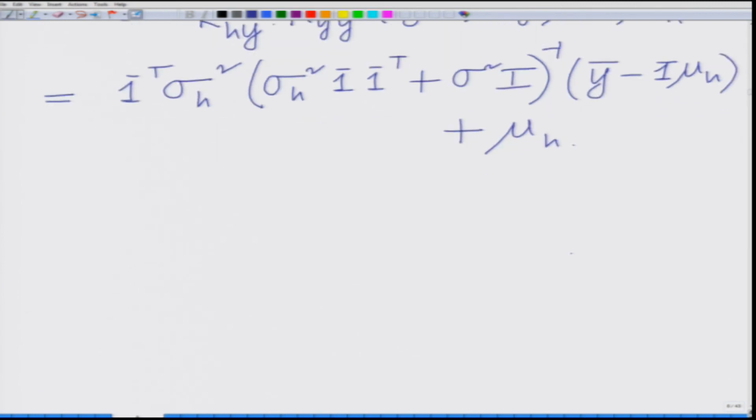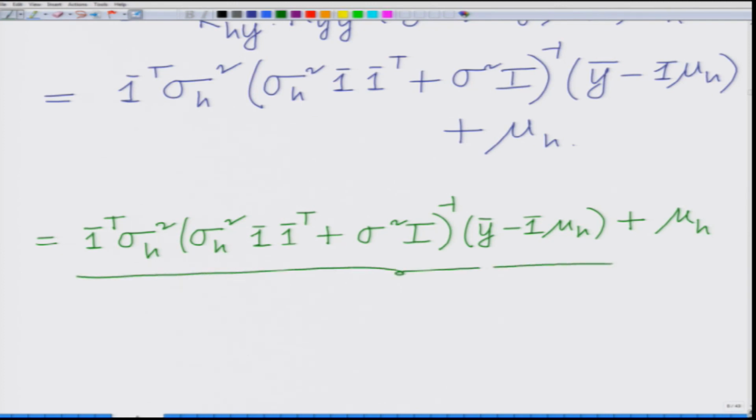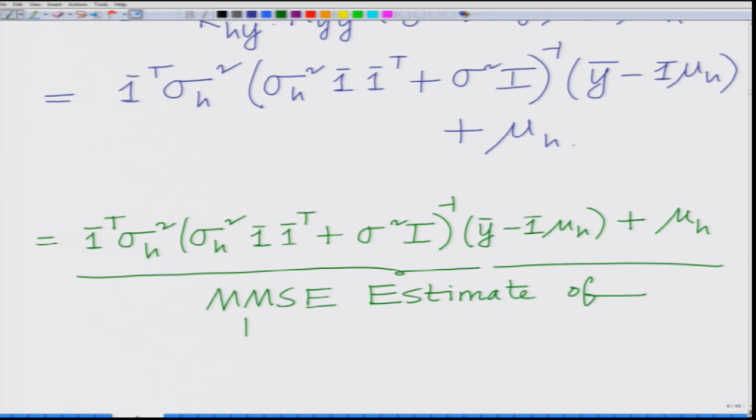Let me write it a little bit more clearly. This is equal to 1 bar transpose sigma h square, times (sigma h square 1 bar 1 bar transpose plus sigma square identity) inverse, into (y bar minus 1 bar into mu h), plus mu h. And what is this? This is therefore the MMSE. Now, we have a neat expression for the minimum mean squared error estimate of the parameter h.